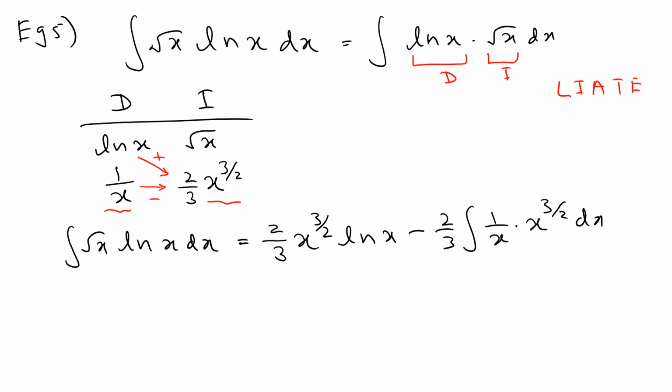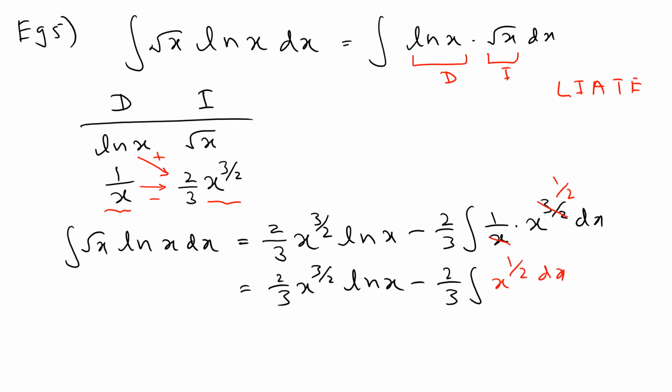And then we can simplify this a little bit. So you see this is 2/3 x to the 3/2 ln x minus 2/3 the integral of, you can see one of the x gets cancelled, so you cancel this and you get 1/2. You subtract 1, so it is x to the 1/2 dx. Now it's very easy to integrate. If you integrate this one, you get 2/3 x to the 3/2 ln x minus another term, 4 over 9 x to the 3/2 plus c.